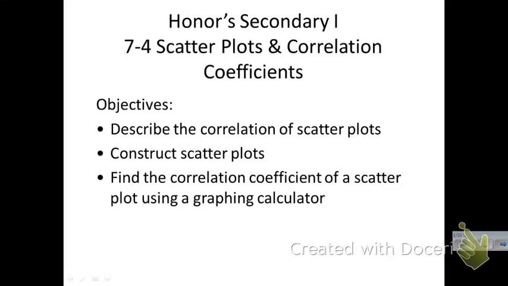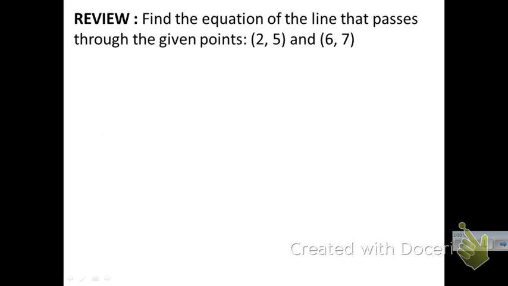All right, today in class we talked about scatter plots and the correlation coefficient. First of all, we're going to describe the correlation of a scatter plot, construct one, and then also find the correlation coefficient of one using a graphing calculator. As a review, this is more for our next assignment than it is for today, but that's okay that we review it. This says write the equation of the line that passes through the given points.